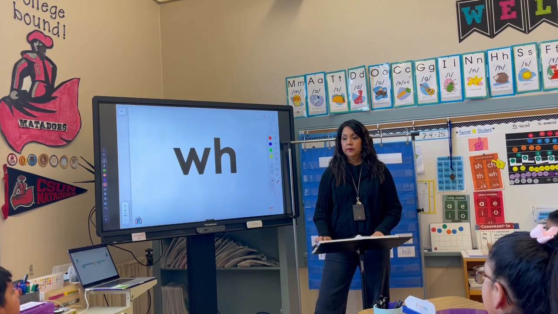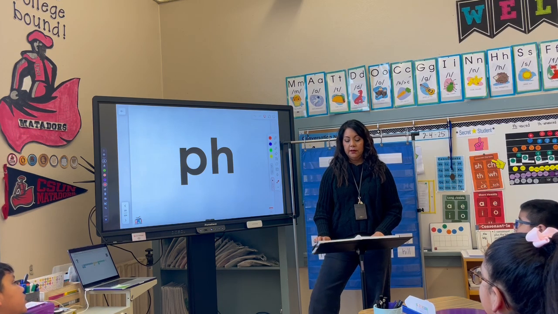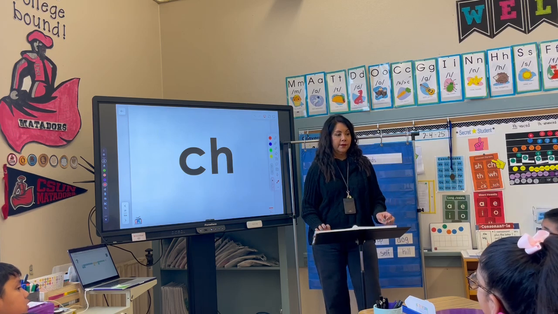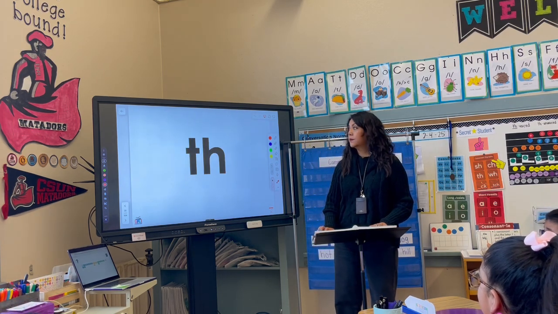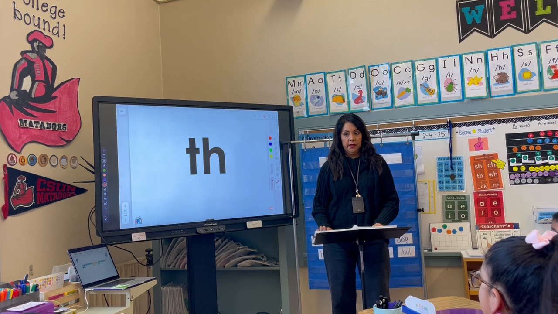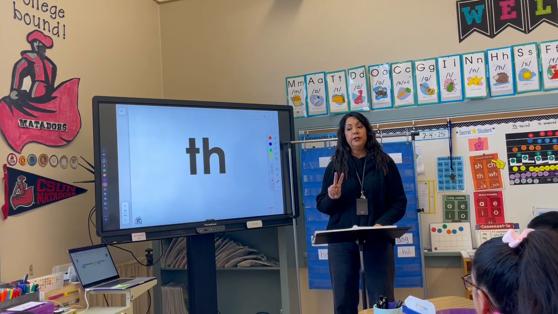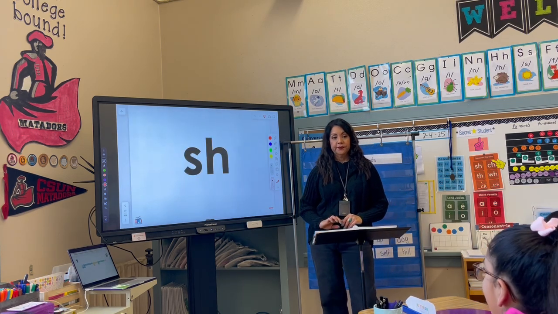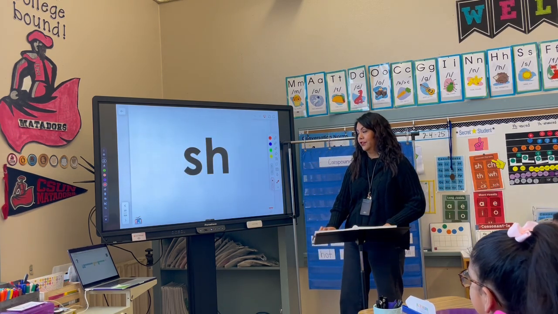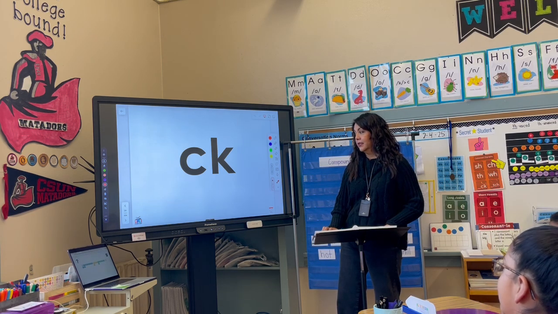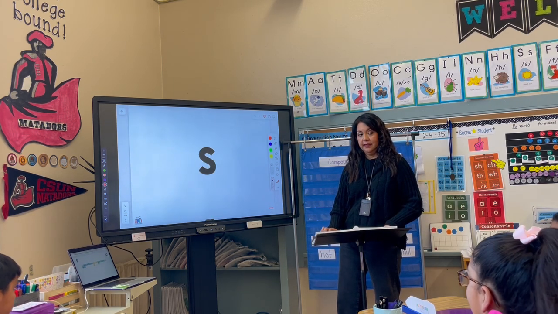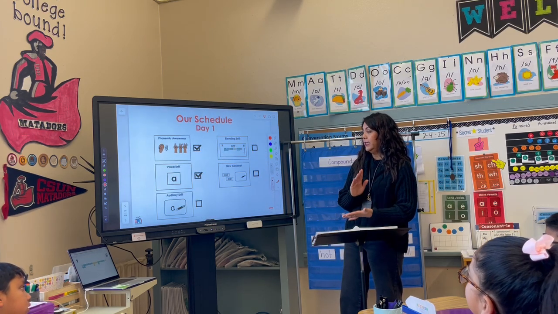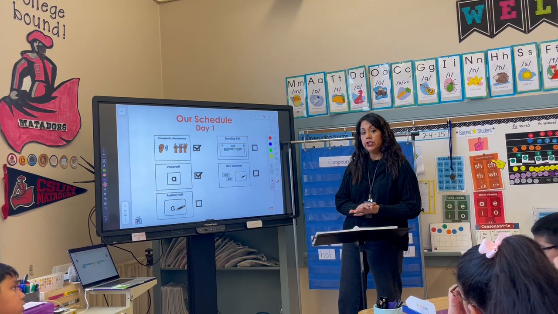W-H spells W. P-H spells F. C-H spells. T-H spells. So we know it spells 2 different sounds. And, good job. S-H spells. C-K spells S. Good job. So we completed our phonemic awareness, our visual drill, and now we're going to do our auditory drill.